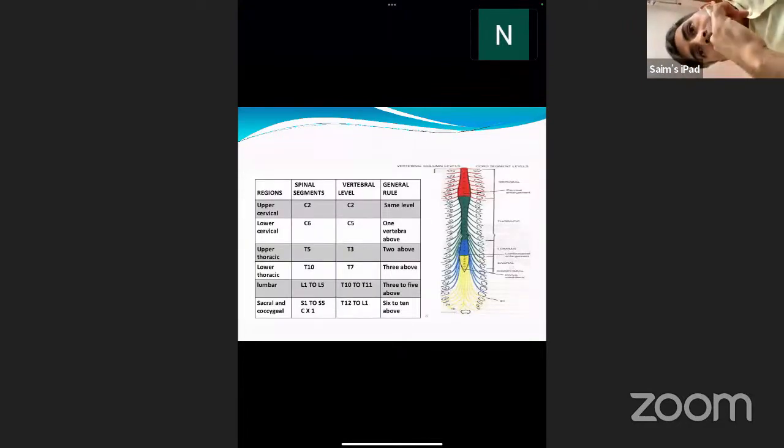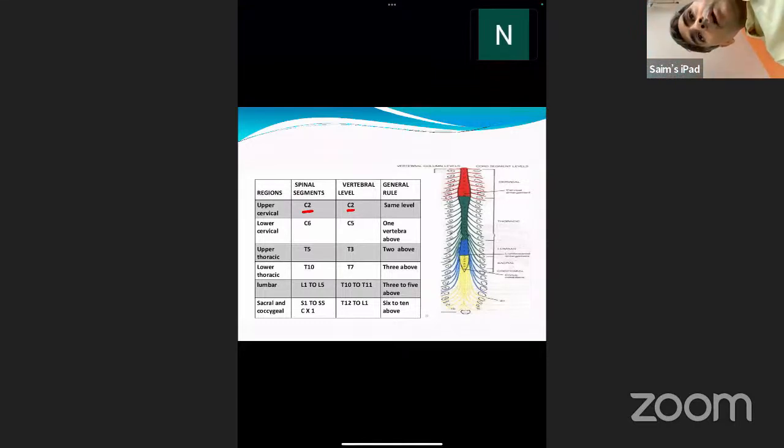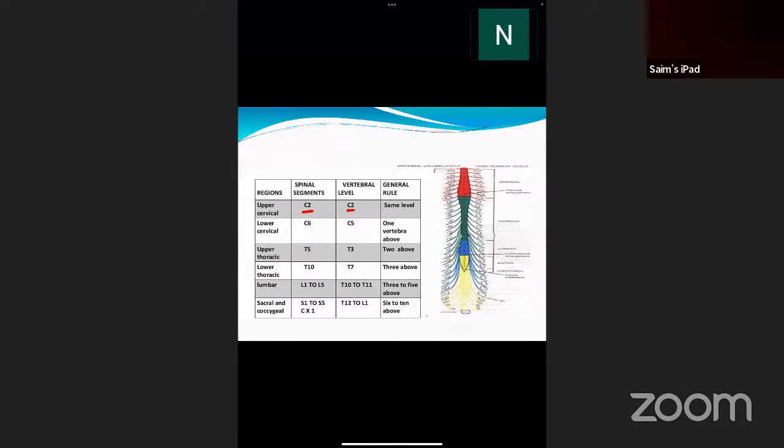So what is the importance of this information? Sometimes we have to find out the level of the spinal segment, whether it corresponds with the vertebral level or not. As a general rule, in the upper cervical region we have the same spinal segment and the same vertebral level. But as we go further downwards, the vertebral level will be less as compared to the spinal segment, the spinal level.